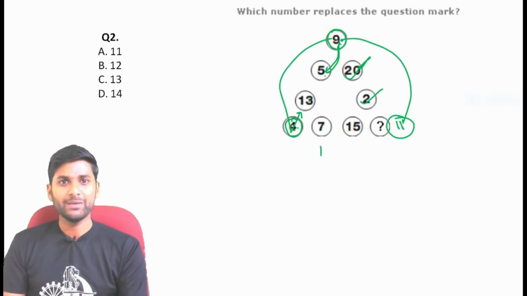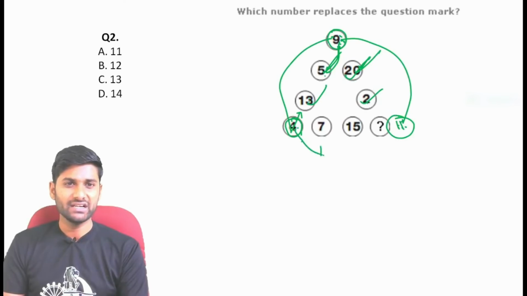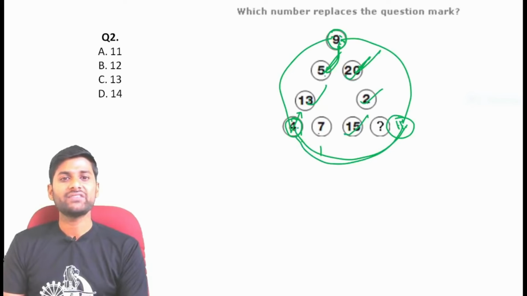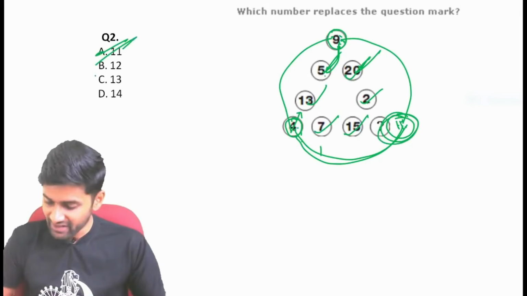Now see, 9 plus 4 is equal to 13, 9 minus 4 is equal to 5. Again, 9 plus 11 is equal to 20, 9 minus 11 is equal to 2. Difference is equal to 2. Again, see, just concentrate here. 4 plus 11 is equal to 15, 4 minus 11 is equal to 7. The perfect replacement of this particular number is 11. Third one.